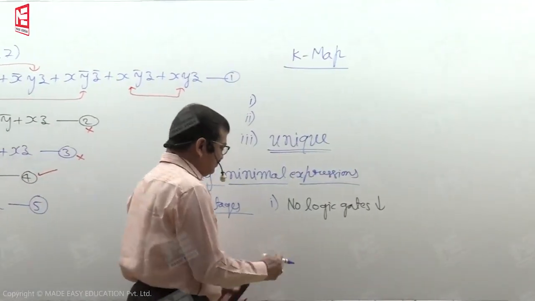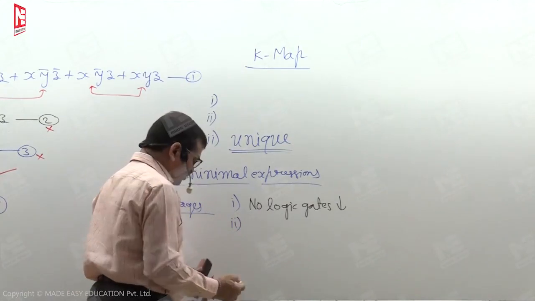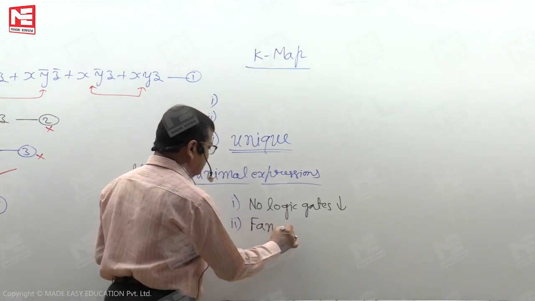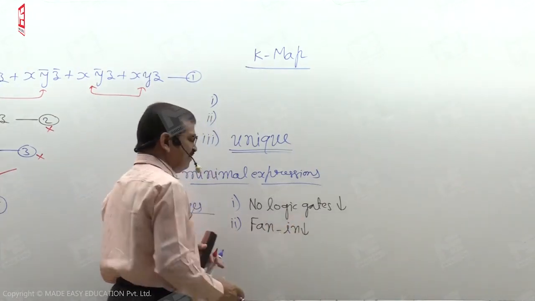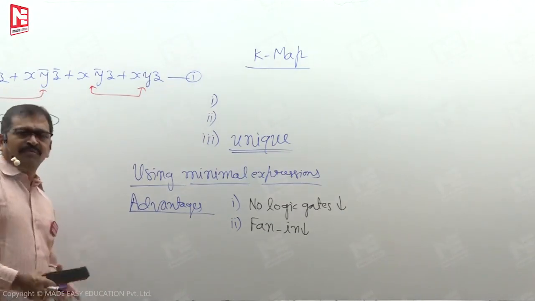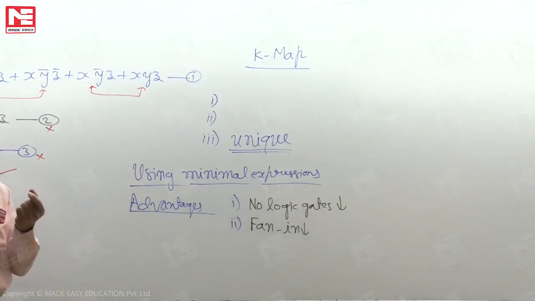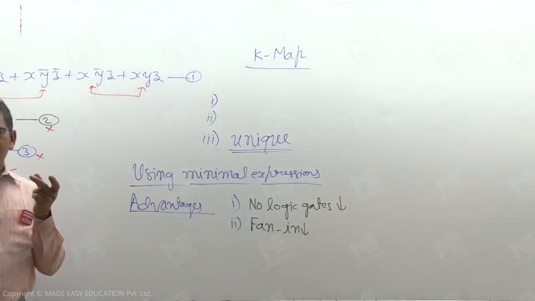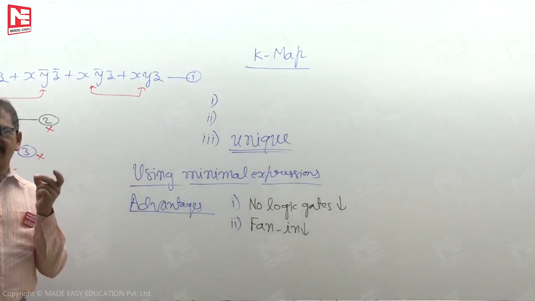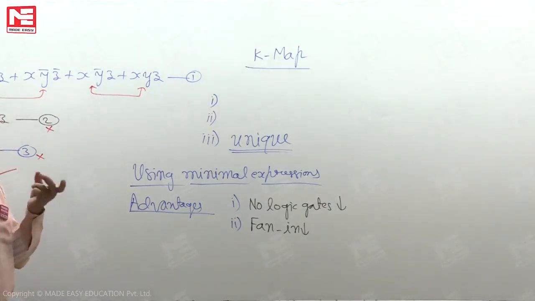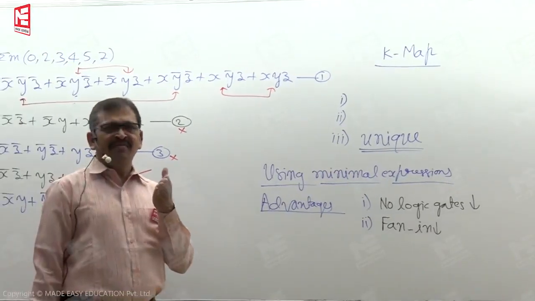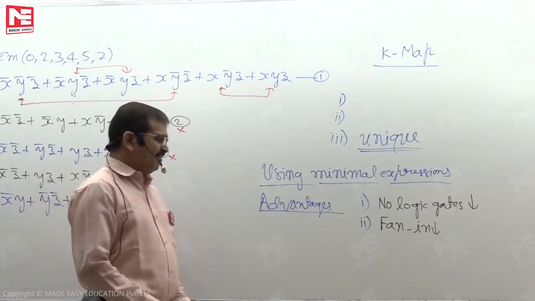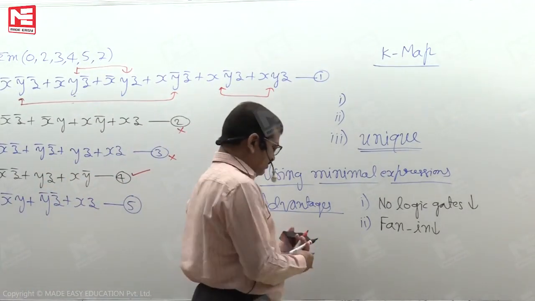And the other point: the fan-in for each logic gate is less. The minimal expression definition itself gives the meaning. The first condition is that the expression must contain a minimum number of terms. The second condition is that each product must have a minimum number of literals. When the products have a minimum number of literals, by default the fan-in for that AND gate will be less. And you can see further.